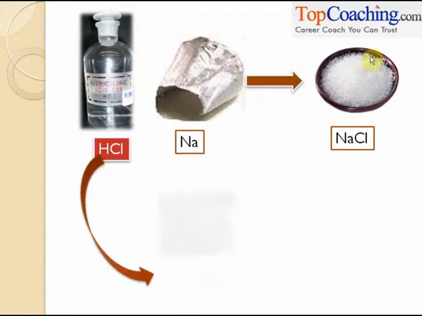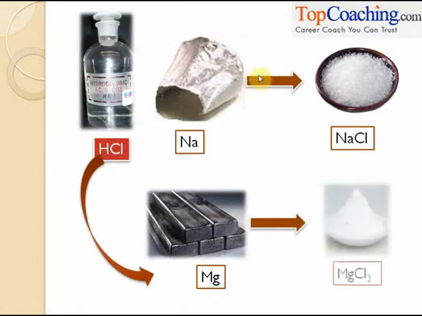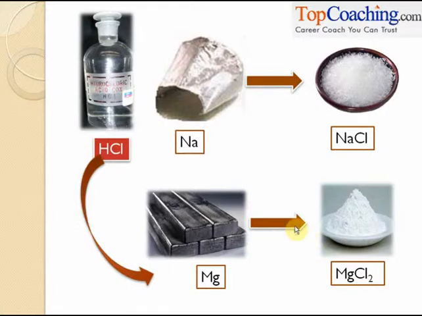Similarly, if the hydrogen in this acid is replaced by the metal magnesium, what do we get? We get magnesium chloride, MgCl2. So again, in this case, all that has happened is that the hydrogen in HCl has been replaced by Mg. Understood? So there you go. You've got MgCl2. So whenever the hydrogen in an acid is replaced by metal, you get a salt.